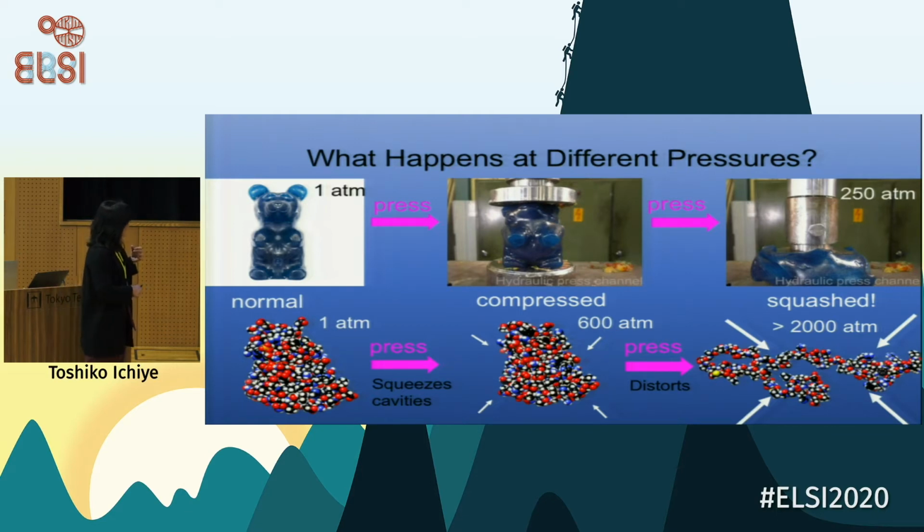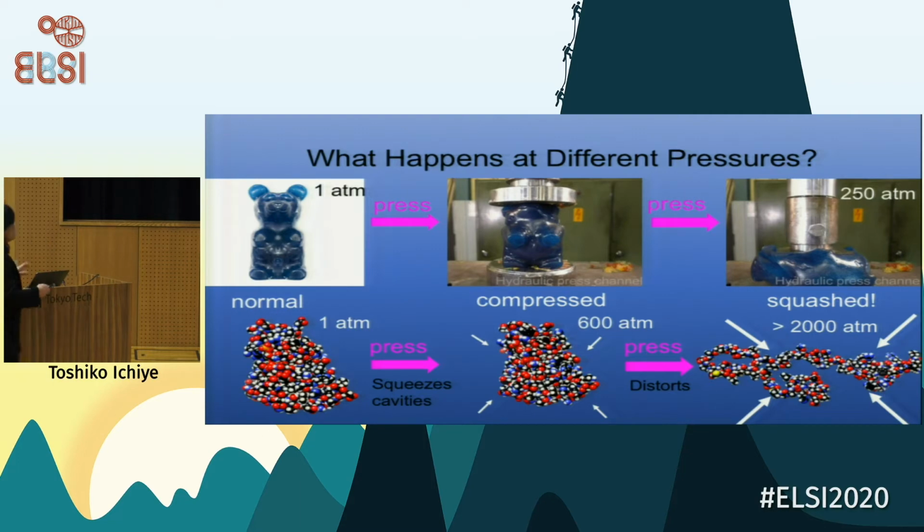Proteins are actually compressible because they have holes inside of them. They're sort of like a sponge. And if you press on them, this is a snapshot from a simulation at 600 atmospheres, you compress it at first. But if you keep on pressing on it, you actually unfold the protein. You squash it, and it becomes unfolded.